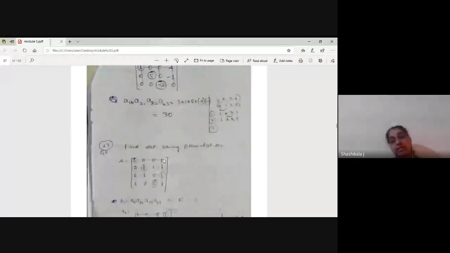Now, okay, since it is not clearly visible, I will tell you. It is a 4 cross 4 matrix. First row is 1, 0, 0, 1. Second row is 0, 1, 1, 1. Third row is 1, 1, 0, 1. Fourth row is 1, 0, 0, 1.